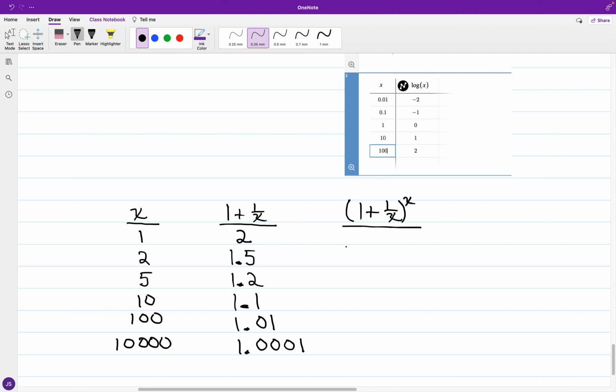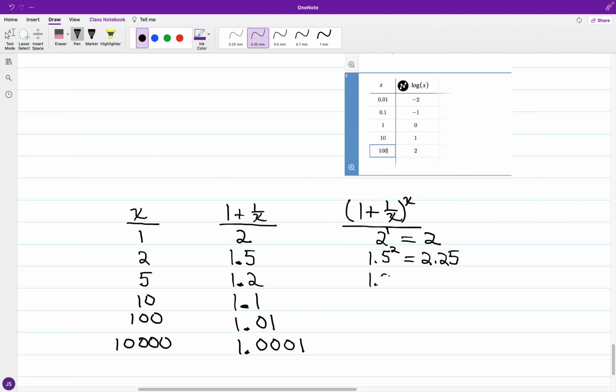And then clustering together the sum as well as the power of x, which will come from these increasing values throughout, we have 1 plus 1 over x to the x. First case, you have 2 to the 1, so that is going to be 2. For the next, we had the sum at 1.5, and this will be to the second, 1.5 squared. This will come out to 2.25.